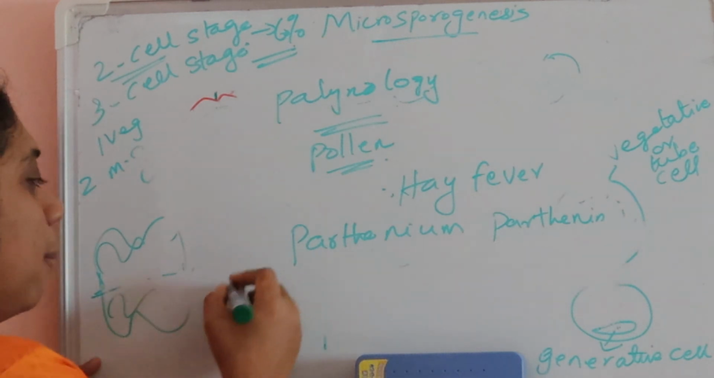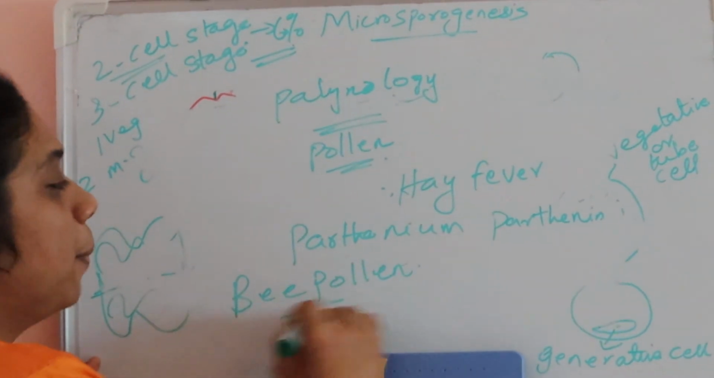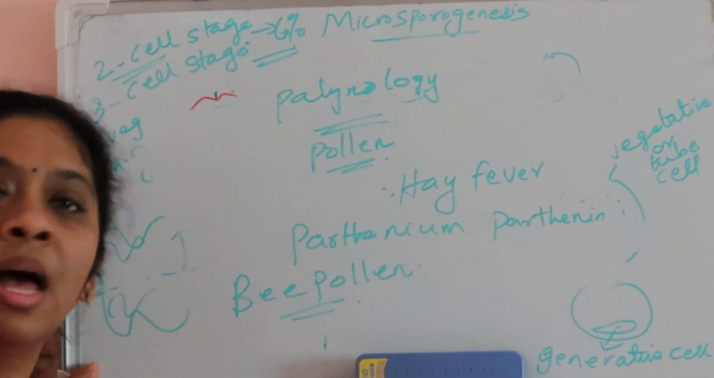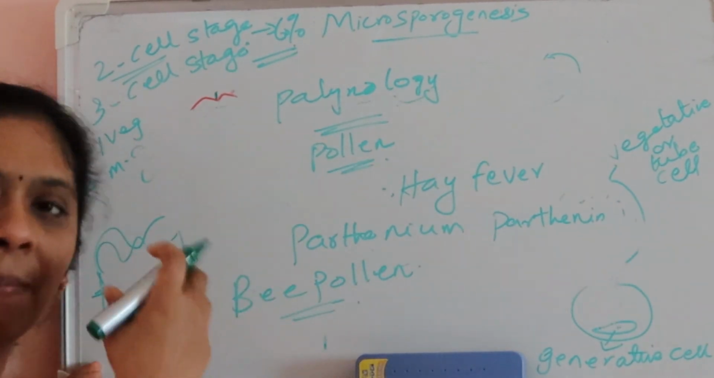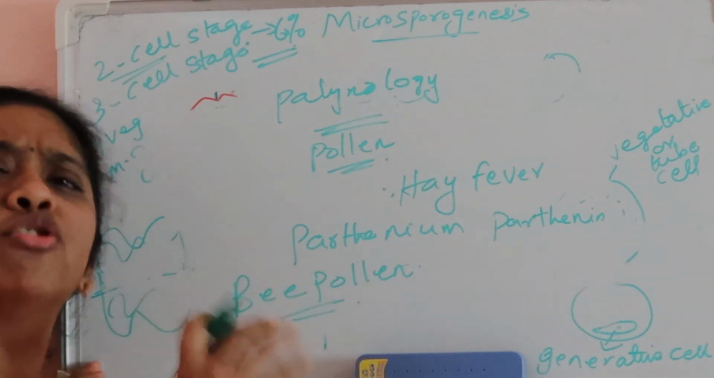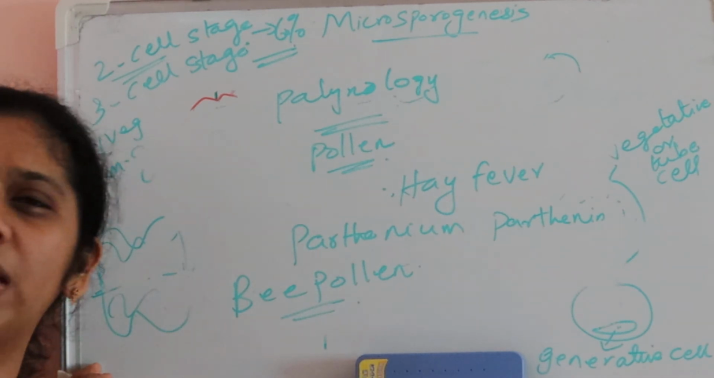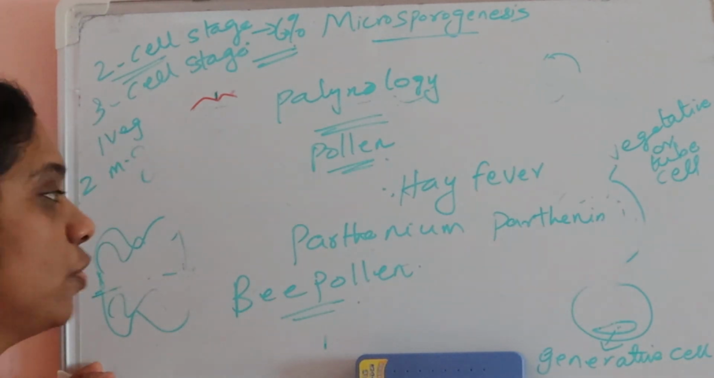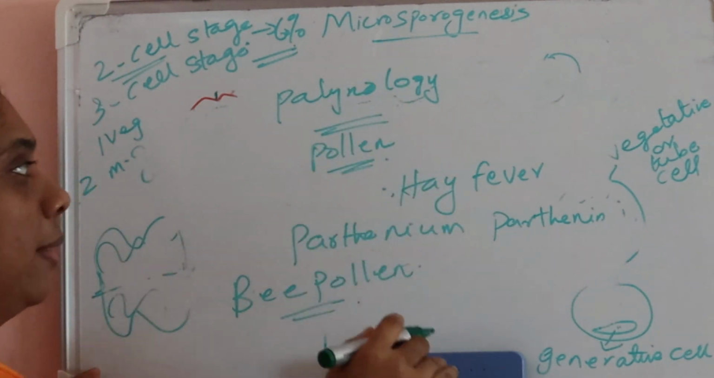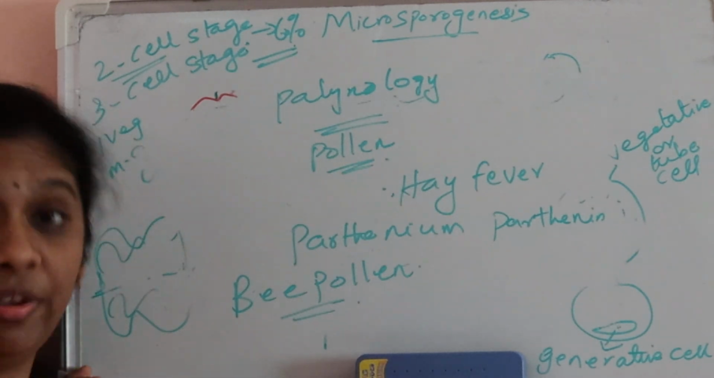And you may have heard about bee pollen. What is bee pollen? Bee pollen is a mixture of flower pollen, nectar, some enzymes, honey and bee secretions. It is very nutritious because it helps prevent liver diseases and heart diseases, and it is a very powerful antioxidant. So these are the benefits of pollen. Side effects are there: pollen allergy and allergic hay fever.